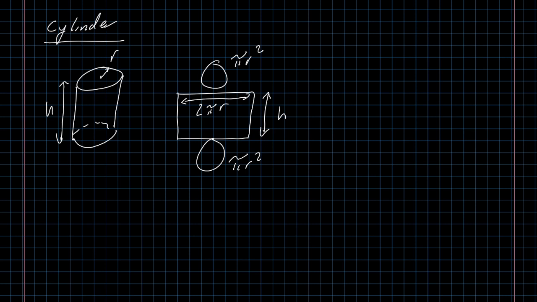Well, the area of those things is just going to be pi r squared. So the total surface area of our net is 2 pi r squared, that's this and this. And then this rectangle, which is 2 pi r as its length and h as its width. With a little bit of thought, it becomes pretty clear how to deconstruct this formula.